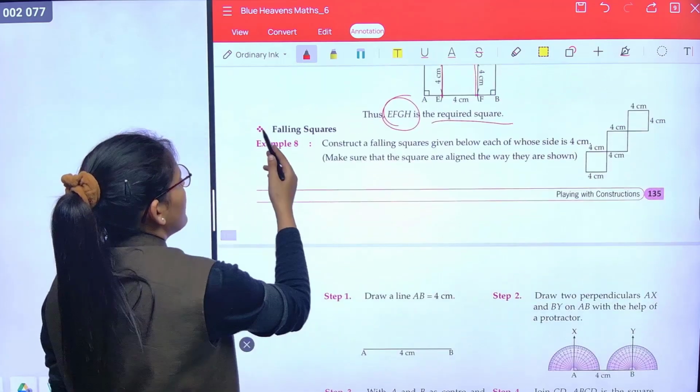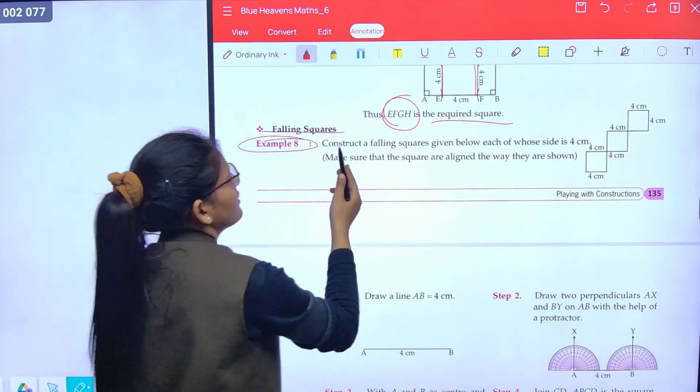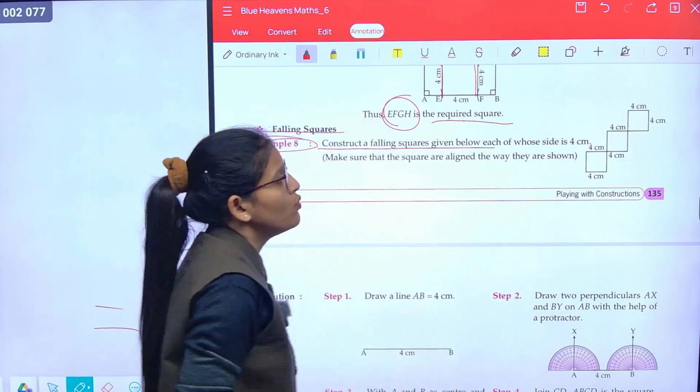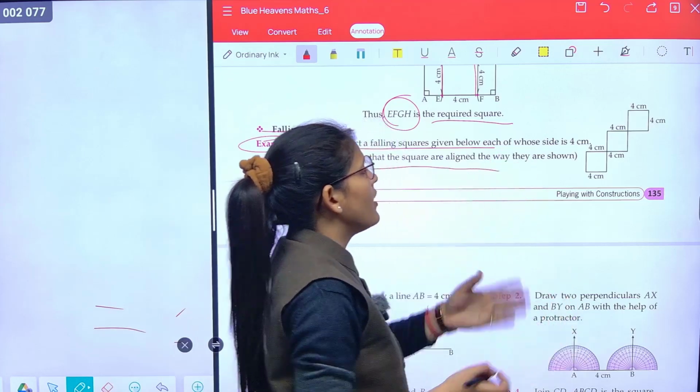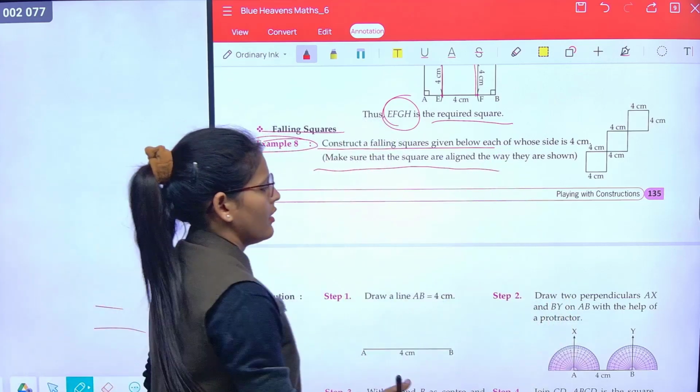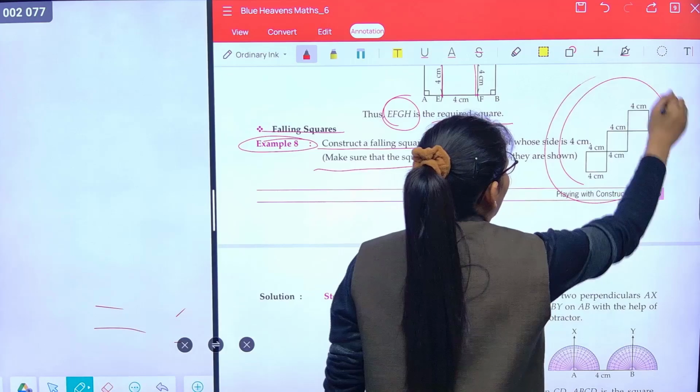Following squares. Now class, come on, example number 8. Construct the following squares given below, each of the 4 sides 4 centimeter. Make sure that the squares are aligned the way they are shown. We have to draw it like this.